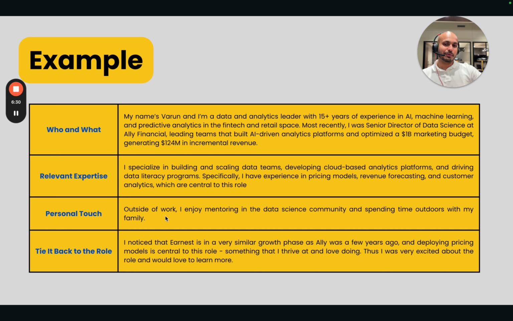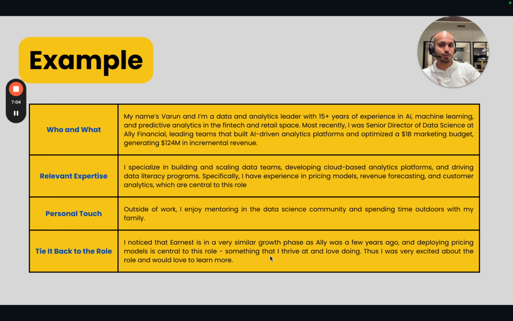And then I'm just adding a personal touch. Outside of work, I enjoy mentoring the data science community and I like spending time outdoors with my family. And then I want to tie it back to the role. I noticed that Ernest is in a very similar growth phase as Ally was a few years ago, and is currently deploying pricing models, and deploying pricing models is central to this role, something that I thrive and love doing. Right. So now you have tied it back to the role: what you guys are doing is also something that I've already done, and I thrive in that environment. So that's why I'm very excited and would love to learn more.